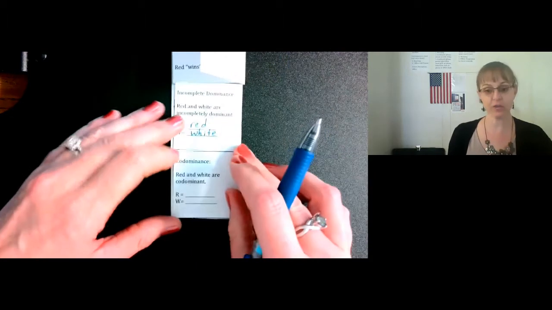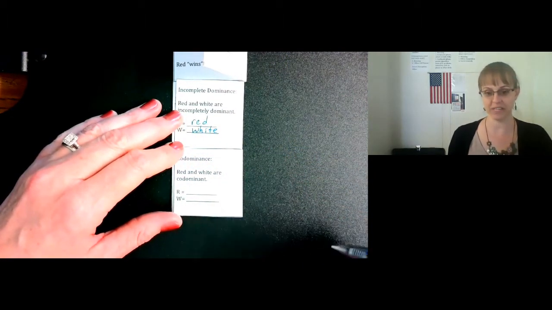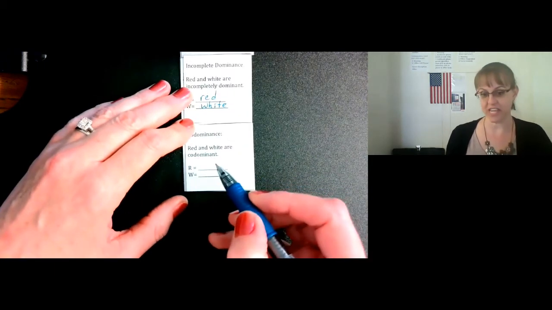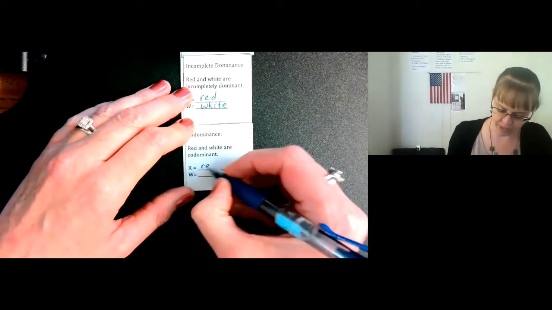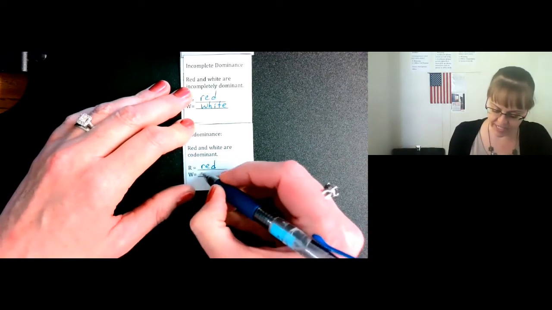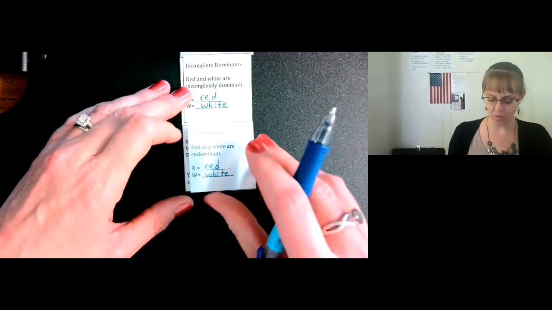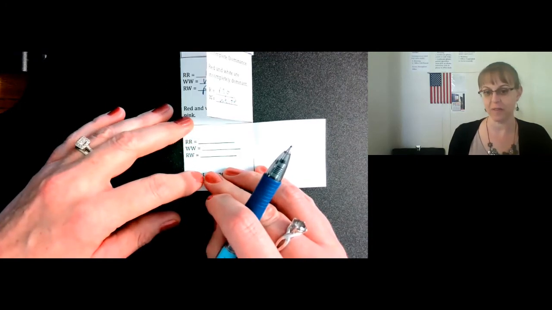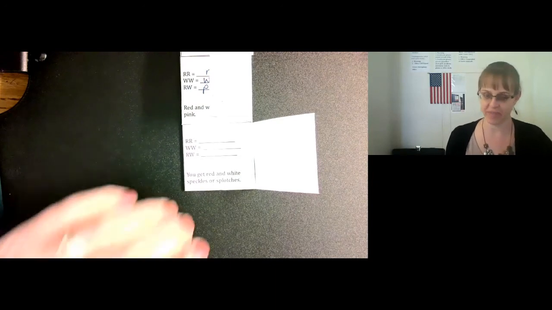What about codominance? If 2 colors are co-dominant, they don't stir. We still use the same letters because they are both dominant. So red is dominant, we use a capital R. White is dominant, we use a capital W. But what happens? Well, instead of stirring together, they speckle, spot, or splotch together.